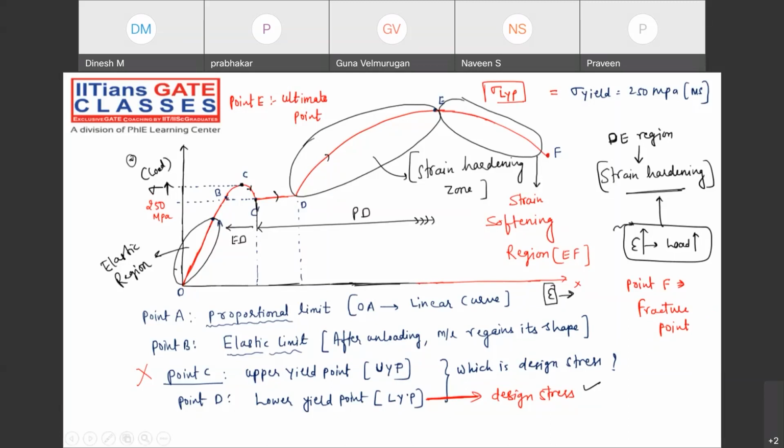In the strain softening zone, the material will undergo large permanent deformation, but at a very, very low amount of loading. Right? Actually, why are we plotting E to F? Intentionally, we are drawing the E to F diagram from the universal testing machine.